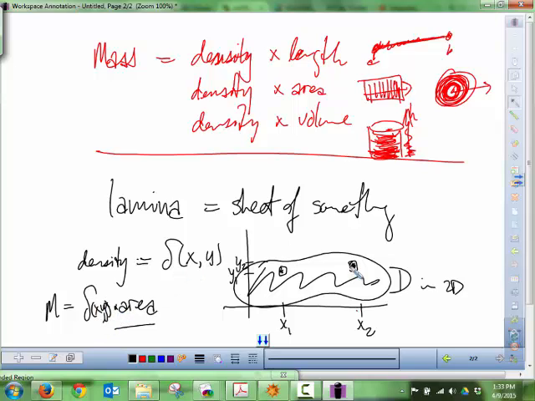So your density, instead of having just one variable like you've done in the past, like x here, or r here, or h here, now you have the flexibility to have two variables.